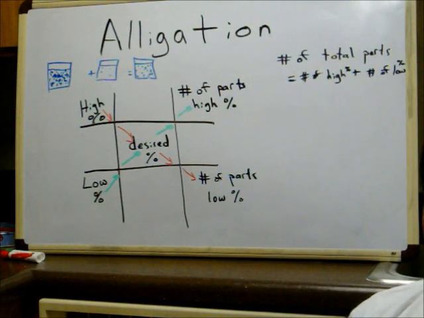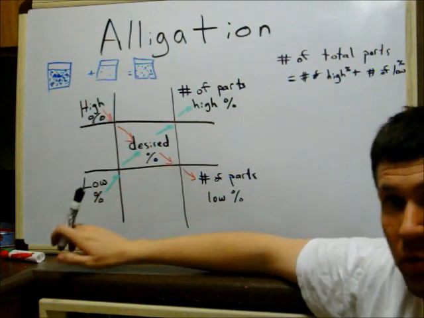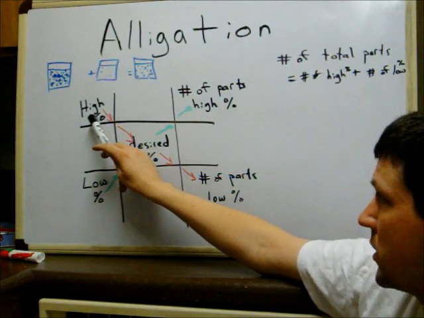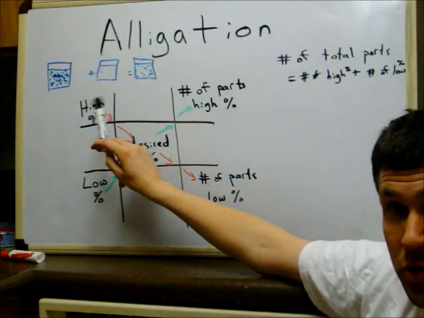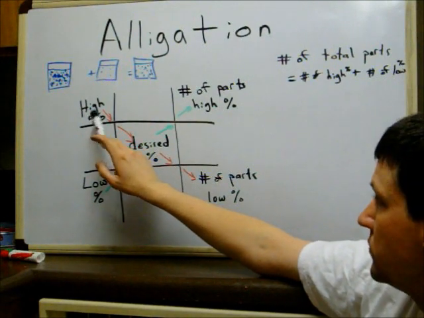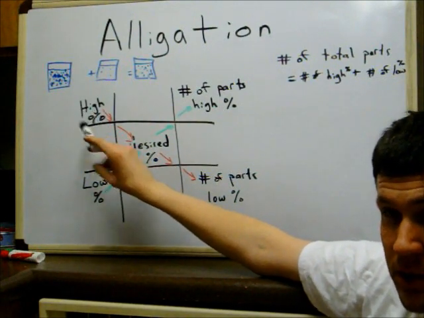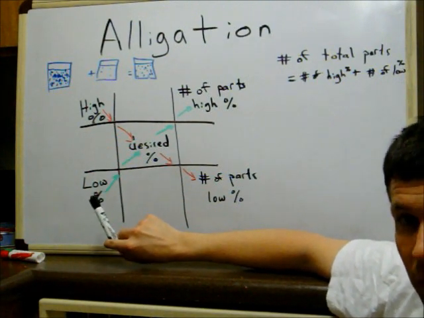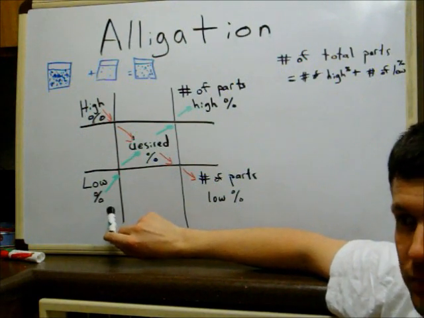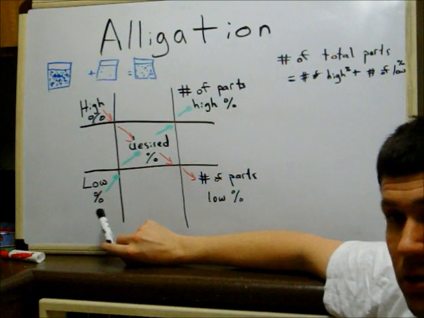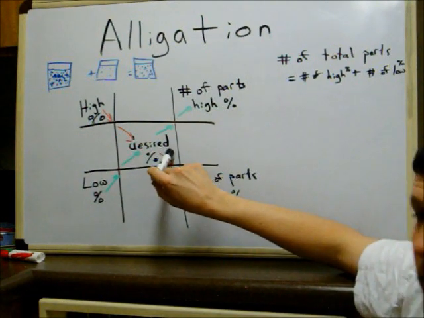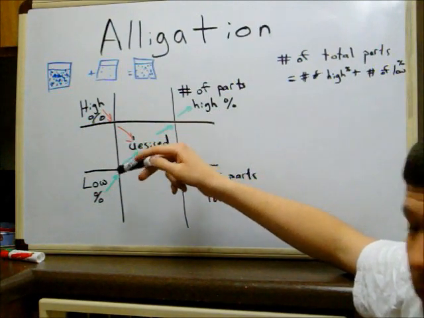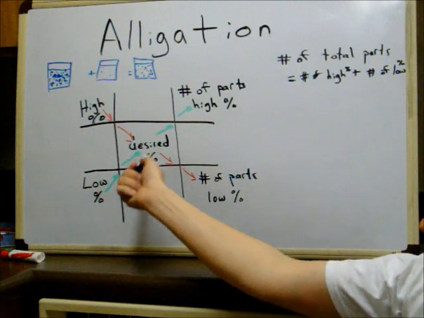In order to set up an alligation, you make a little tic-tac-toe diagram. And then in the upper left corner, you put the more concentrated solution percent. So that's your high percentage, just the percentage, not volume or anything. And then you do the same for the low percent in the bottom left. So again, that's just the percentage, not volume. And in the middle, you put the desired amount. This is the percent strength that you are looking for. Okay, so that goes in the middle.